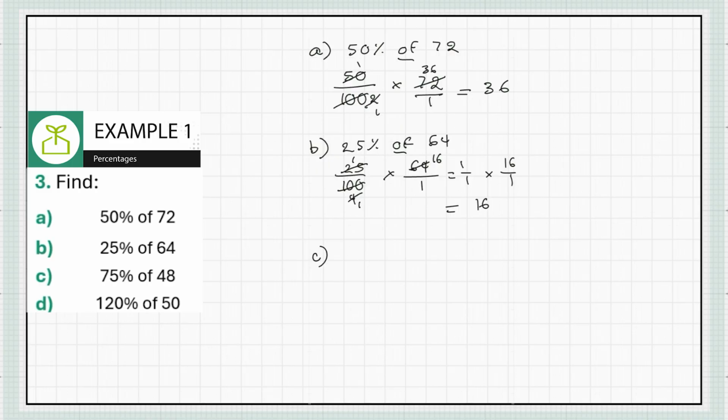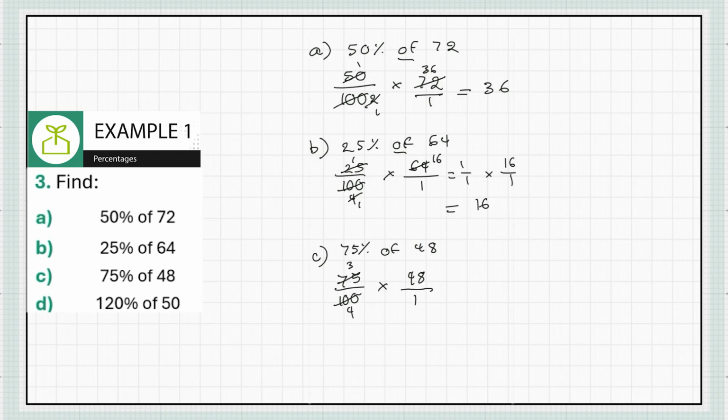If I look at C, I have 75% of 48. Let's express that 75% as a fraction, and the of as multiply, and then we have 48 over 1. Now this we can reduce down by taking out the common factor, which is 25. So 75 divided by 25 is going to be 3, and 100 divided by 25 is going to be 4.